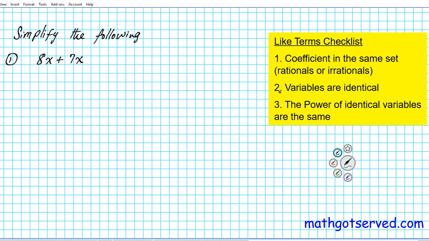Step 2 is verify that the variables are identical. And then lastly, step 3, the powers of the identical variables have to be the same. All right, let's take a look at these two terms we're adding here, 8x plus 7x.